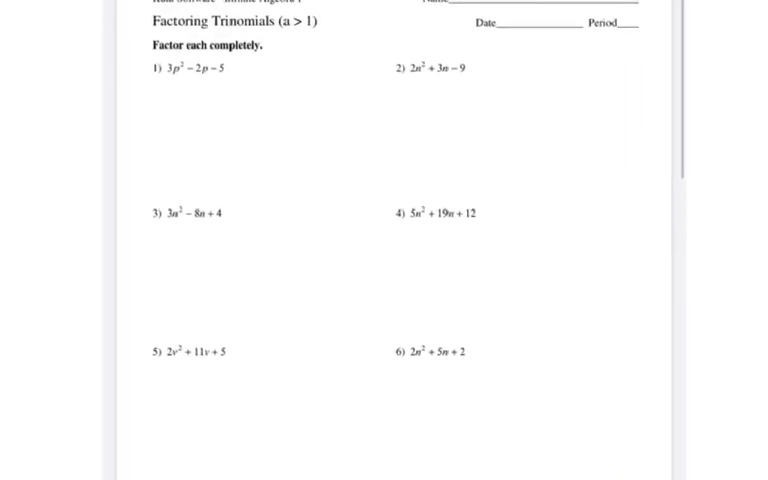So in number 1, what we always do is we start by writing A equals, B equals, and C equals. In number 1, the A is 3. A is always the number in the front. The B is -2, and the C is -5. A, B, and C are done. Now we're going to draw an X.